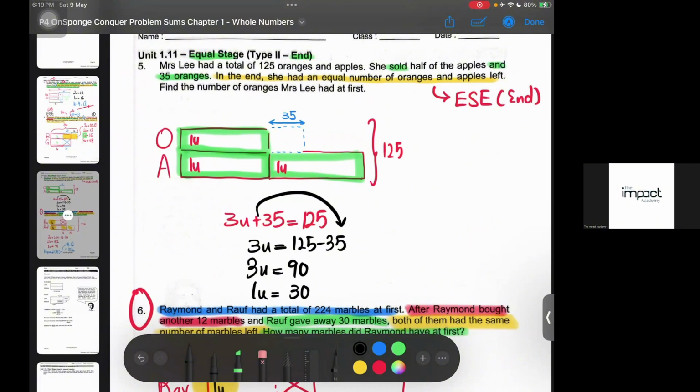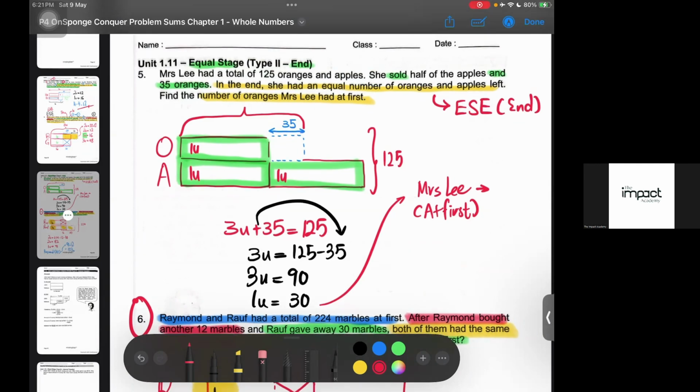So the question wants us to find what? Number of oranges Mrs. Lee had at first. So it's everything from here all the way to here. You all understand what I'm trying to say? So over here we will say Mrs. Lee at first. I will just stop right here first. You all can work this out. If you can find Mrs. Lee at first, that's amazing. You can try that.